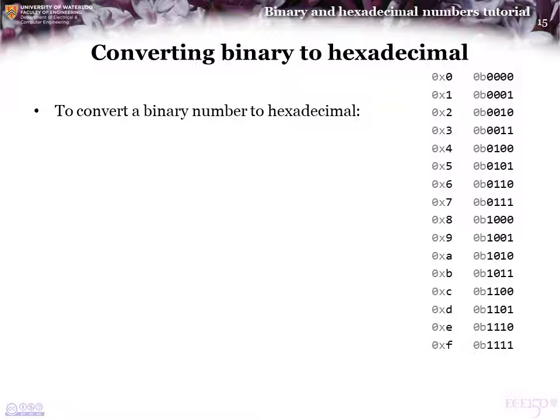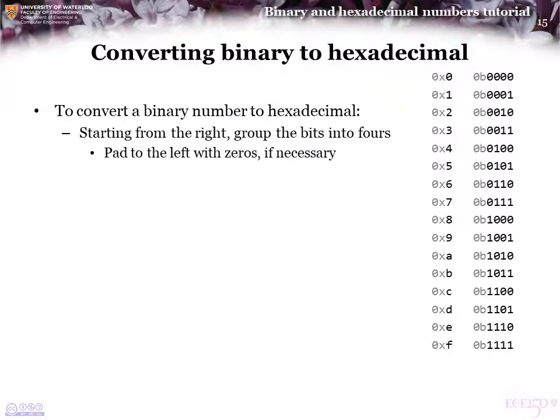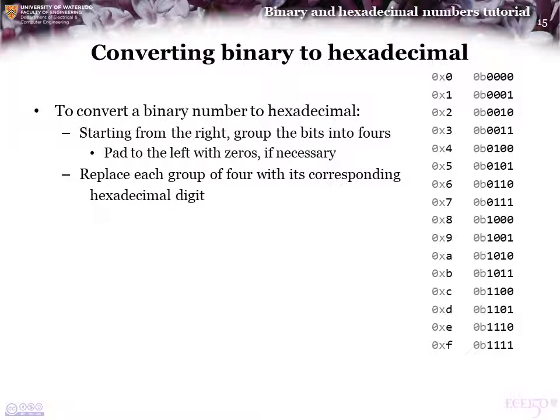All right, to convert a binary number to its hexadecimal or base 16 representation, we proceed as follows. Starting from the right, group the bits into groups of 4. Pad to the left with zeros as necessary in order to create a multiple of 4 bits. Next, replace each of the 4 bits with its corresponding hexadecimal digit as shown in the table on the right-hand side. We generally will give you such a table, but you can also very quickly write this table down.